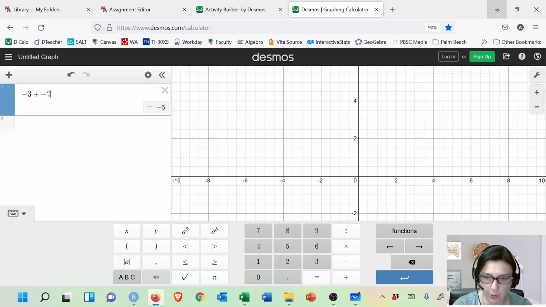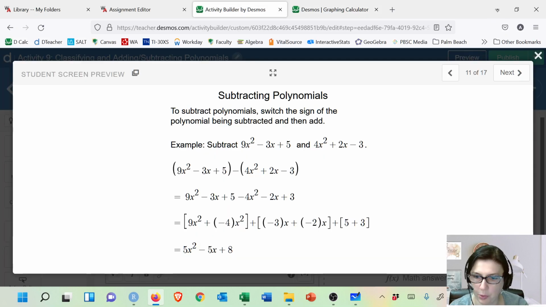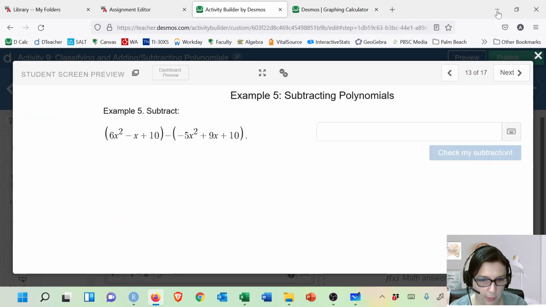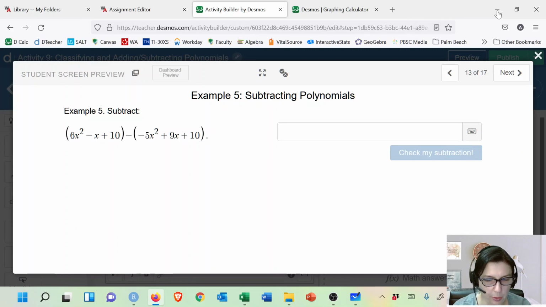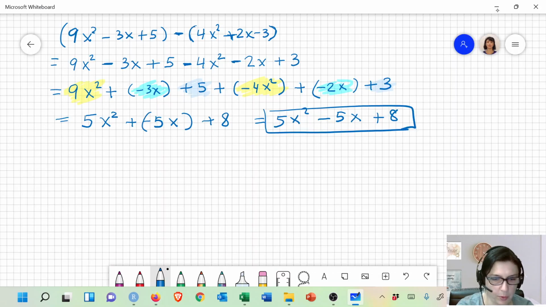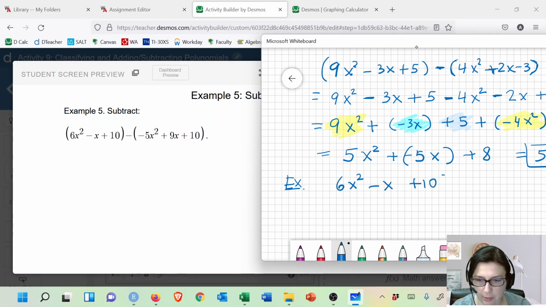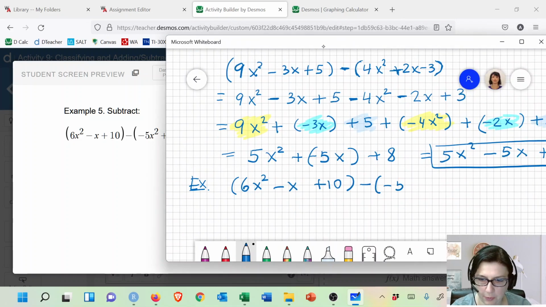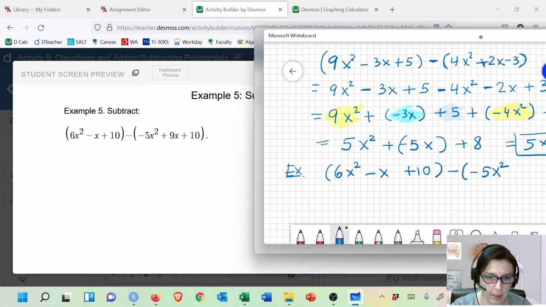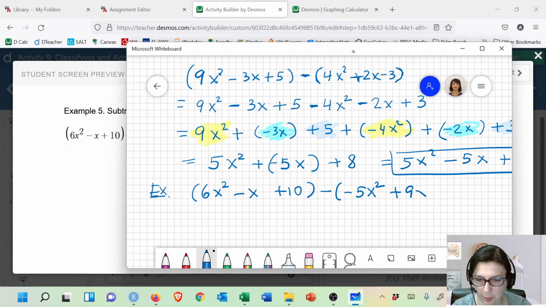So I will look at a couple more examples from this activity with you guys. Let's, for example, look at this one right here. Just one more example, maybe, because they're all very similar. In this next example, I've got 6x squared minus x plus 10, and I am subtracting negative 5x squared plus 9x plus 10.